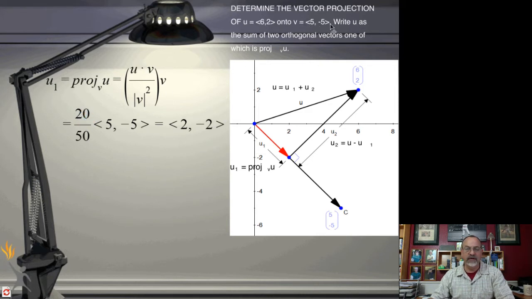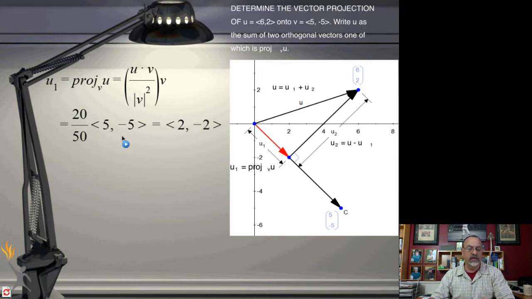The magnitude of this vector, you remember, we can determine by taking the square root of its dot product. So I simply multiply 5 times 5, that's 25, plus negative 5 times negative 5, which is another 25, so that's the square root of 50, but I square it, so that's where the 50 comes from. Now I multiply this scalar number times the v vector. So this is the v vector.